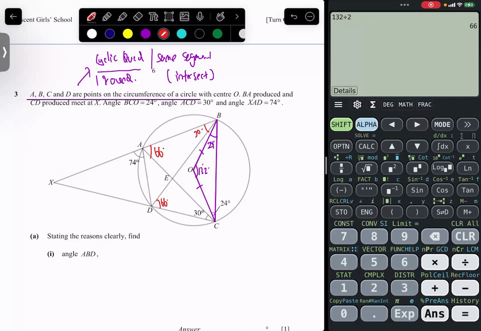What else can we find? We can find this angle. 180 minus (74 plus 66), then this is 40 degrees as well. Angles in the same segment, so this angle is supposedly 40, which means this small part will be 16 degrees. And what else?